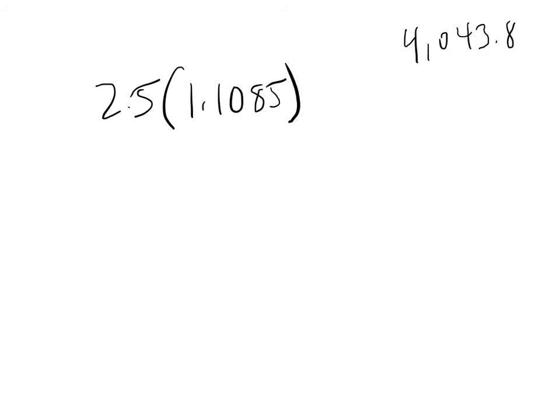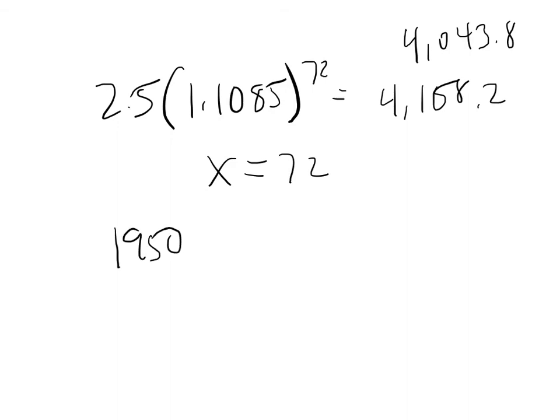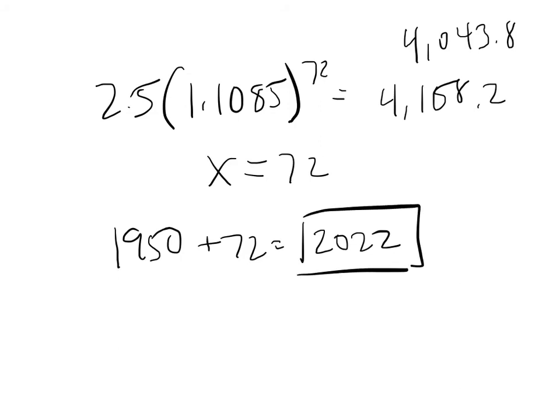1.1085 raised to 72. And when I plug that into my calculator, I get 4,158.2. And so that number is really close to my 4,043. So I know that my x is going to be 72. But remember in our problem that 72 represents the years since 1950. So what I have to do is I add 72 to 1950, and I get 2022. So that means in the year 2022 that my population will be double what it is since 2015.